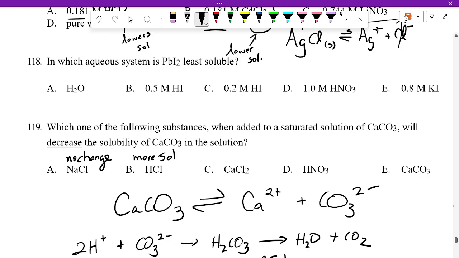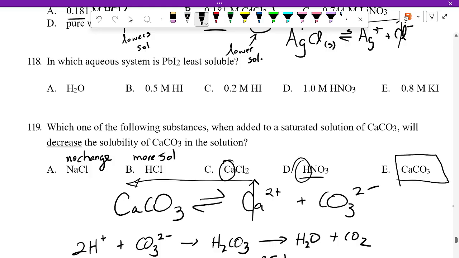How about CaCl2? That will cause it to be less soluble because we've got calcium ion that will increase the concentration of calcium, leading to a shift to the left. And then, we can look at the other ones. This one is going to be more soluble because it's got the hydrogen. What about adding CaCO3?